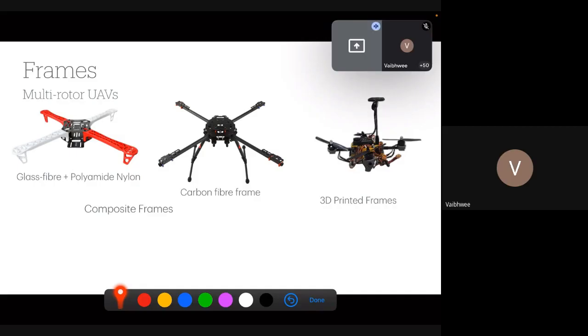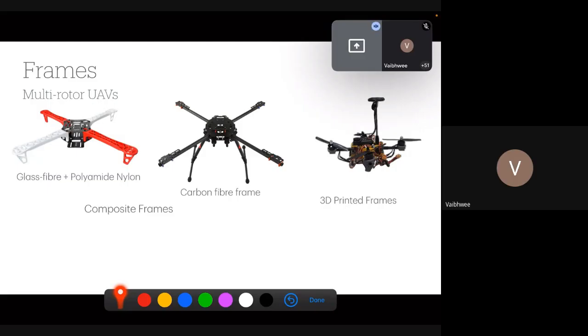You have frames which are 3D printed, so the entire frame is 3D printed. So these days, to make drones light, you have 4D printed frames. When I say 4D printed, what it essentially means is you have 3D printed plates, along with that, there are PCB layers which are also printed. So you embed the PCB on the frame itself, which becomes one structure.